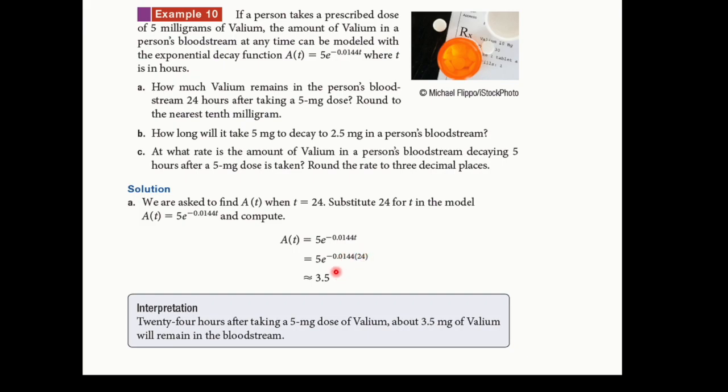So we did that here, and we would be left with approximately 3.5. Now, just a quick review: remember we said that the coefficient of the exponential function should always be the initial value. That's your A naught. And notice that up here it says you start with 5 milligrams of Valium, and then after time it decreases. So this verifies that this is the initial value. We go from 5 down to 3.5 milligrams in the bloodstream after 24 hours.